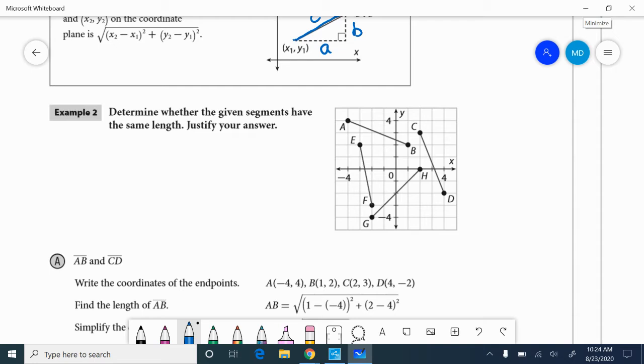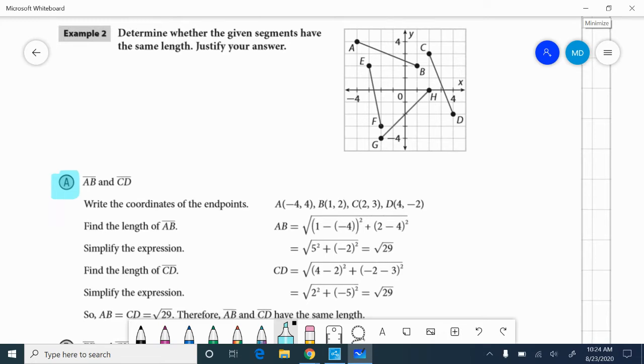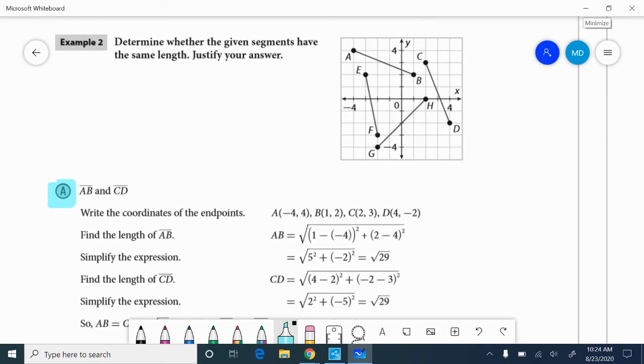So the first part, for A here, it says... use the highlighter instead so you can still see it. For A, AB and CD, right? So AB is this segment here, and then CD is this one here. These are the two that we're trying to see if they have the same length. So a method of doing this is to write down the coordinates of the endpoints, and that's what they did. So for A and B and C and D, they wrote down all those coordinates.